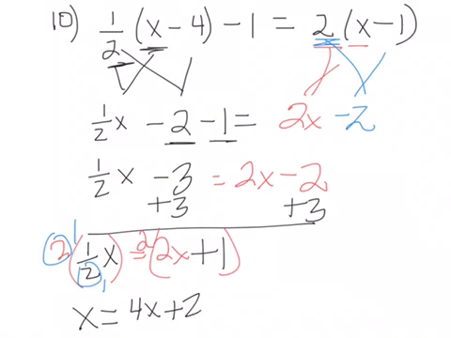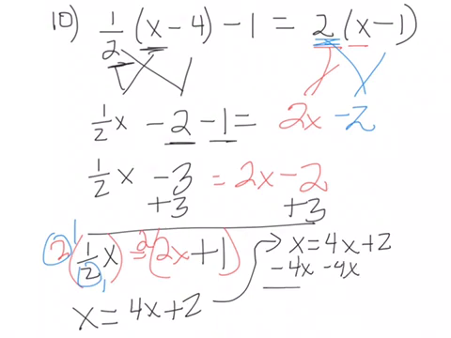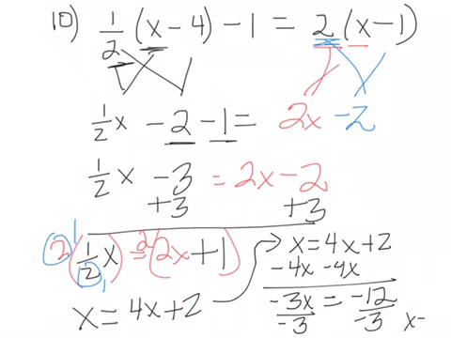We still don't have x by itself. Going to recopy this. x equals 4x plus 2. So I can move the 4x over by subtracting 4x from both sides, which gives me a negative 3x. The 4x's add out, so negative 3x is equal to negative 12. Divide both sides by negative 3 to finish getting x by itself, and this gives us x equals negative 12 divided by negative 3 is 4.